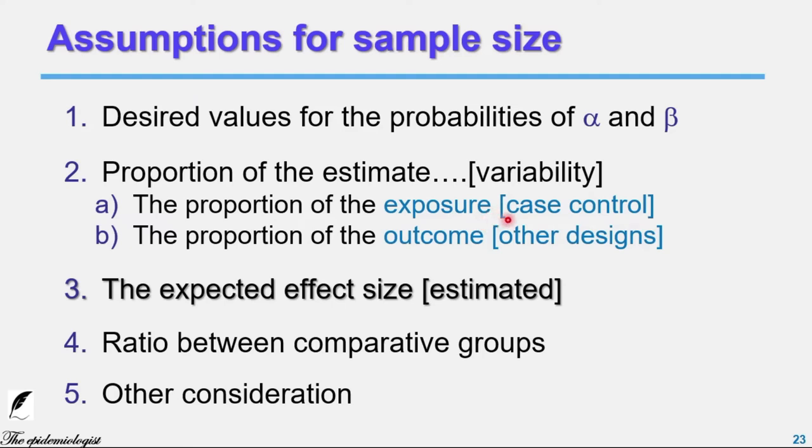The estimate could be the proportion of the exposure for case control or the proportion of the outcome for other designs. The third key assumption is an estimation of the expected effect size estimated from knowledge of the subject matter, requesting experts in the subject, and considering the feasibility. The next 2 are used conventionally to compensate for the feasibility. Consider confounder and clustering. Here the ratio between comparative groups and other considerations like non-response, loss to follow-up, clustering, avoiding confounding effect, and inflating the multivariable effect are important.